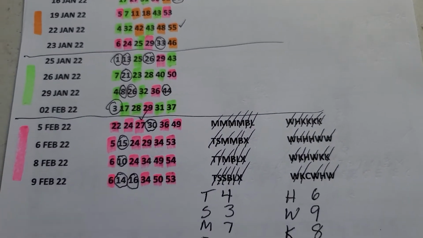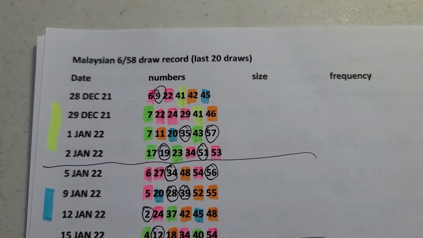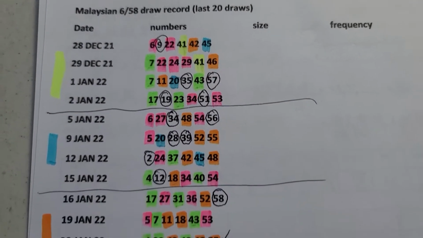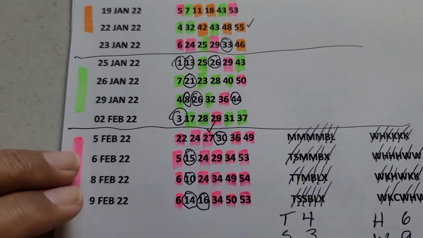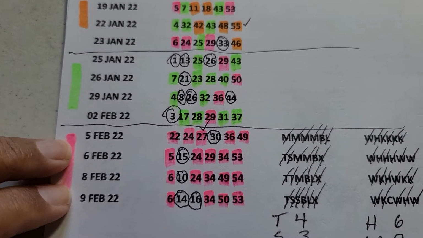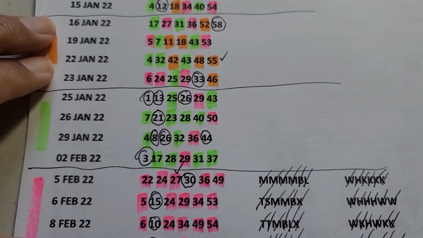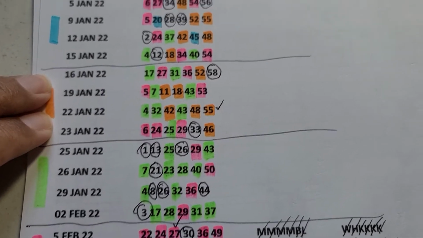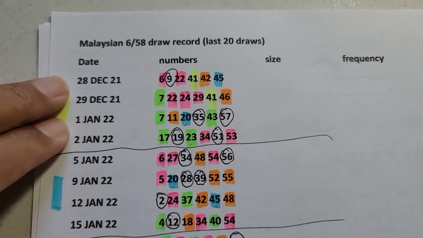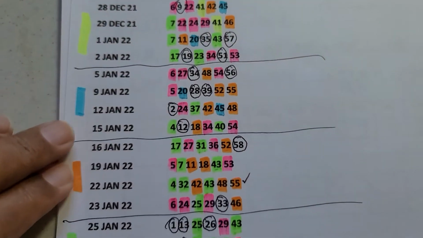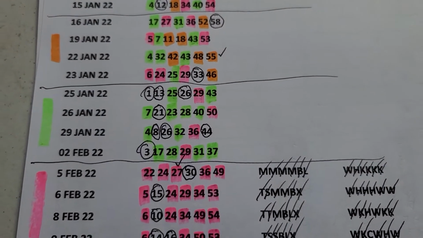Here is the number draw. Actually, the draw record for the Malaysian lottery. Okay, and as you can see, I've marked out each segment. These are the last 4 games, then games number 5 through 8, then 9 through 12, 13 through 16, and 17 through 20. These are the last 20 draws, and I'm breaking them down into 4 draws.